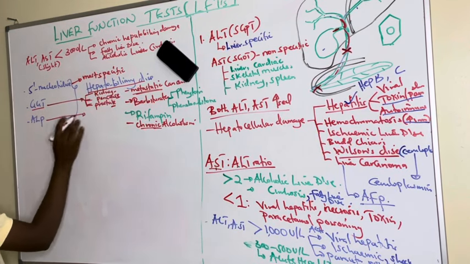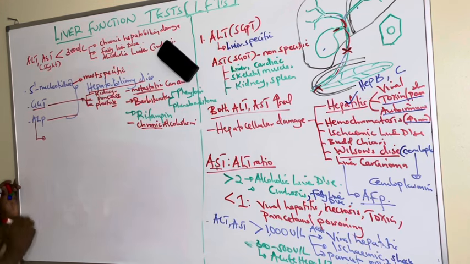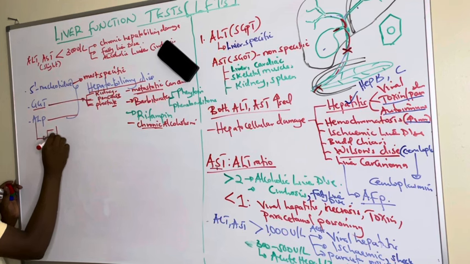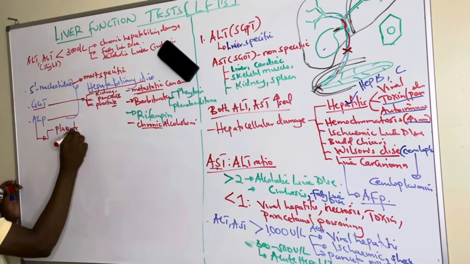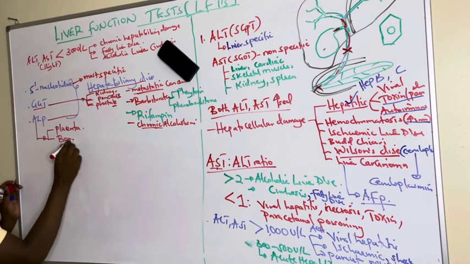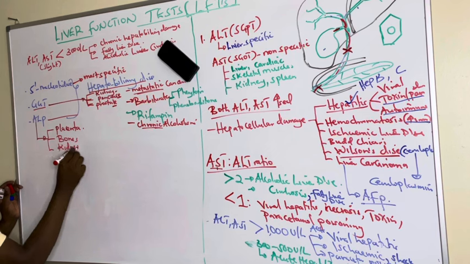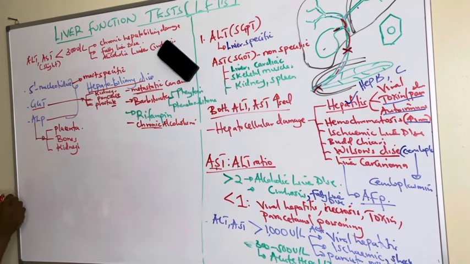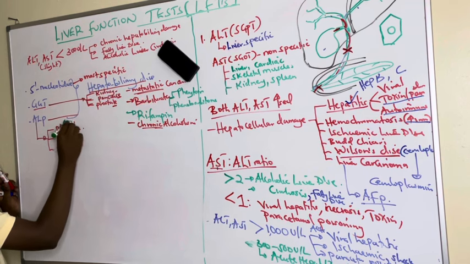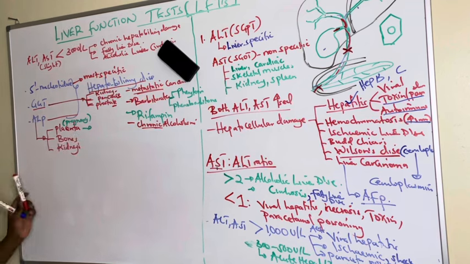Then ALP, what we call alkaline phosphatase, is also non-specific to the biliary system because it can be produced in tissues like the placenta. In pregnant mothers, we find ALP is elevated. It is produced in the bones, and also produced in the kidneys. So whenever someone is pregnant, we find ALP is high, especially in the third trimester.